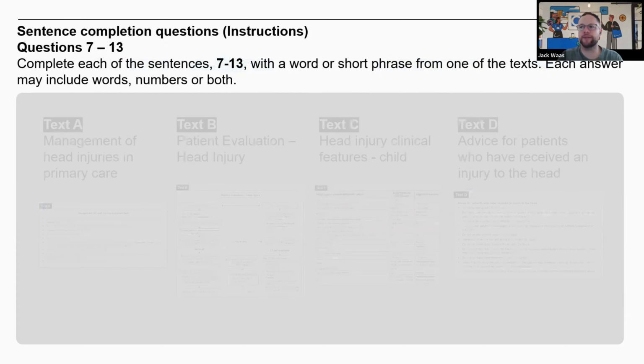For these sentence completion questions, here we have the instructions. Complete each of the sentences with a word or short phrase from one of the texts. Each answer may include words, numbers, or both.